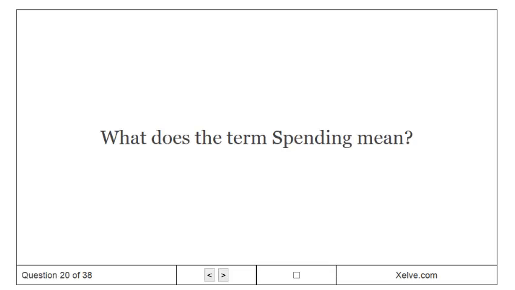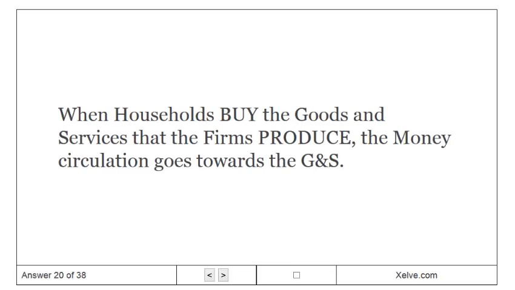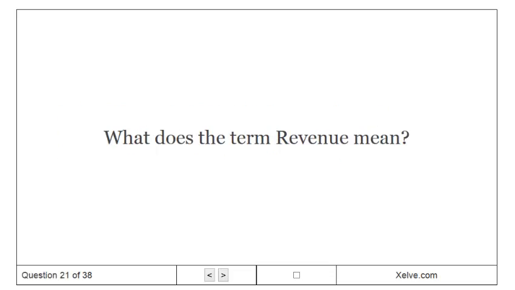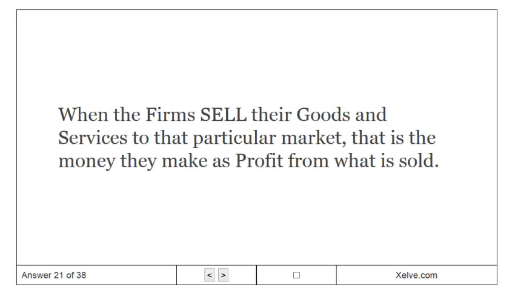What does the term spending mean? When households buy the goods and services that the firms produce, the money circulation goes towards the goods and services. What does the term revenue mean? When the firms sell their goods and services to that particular market, that is the money they make as profit from what is sold.